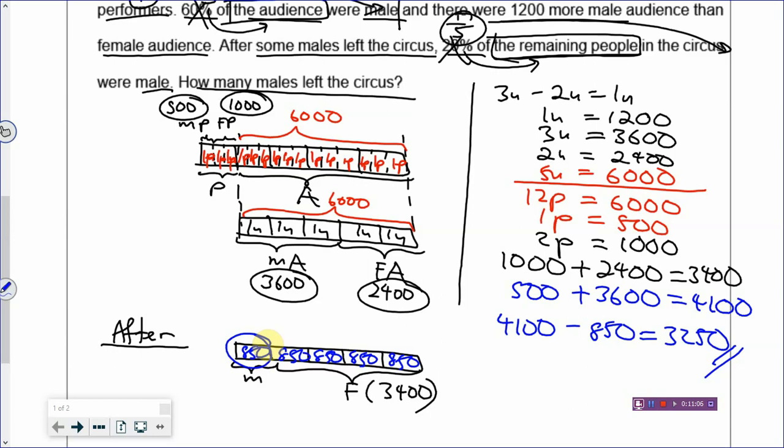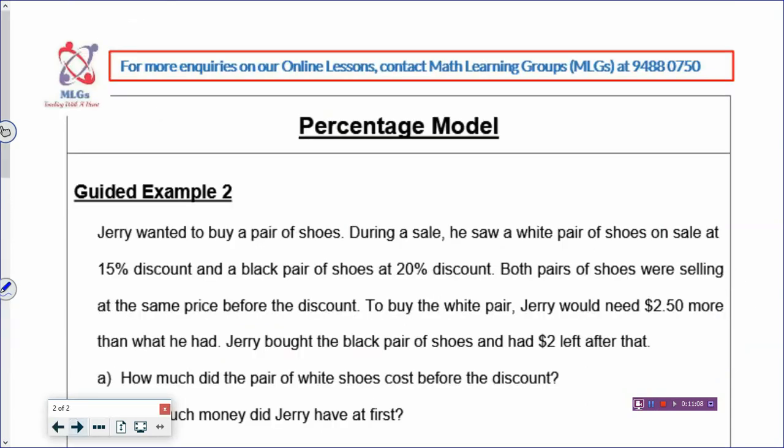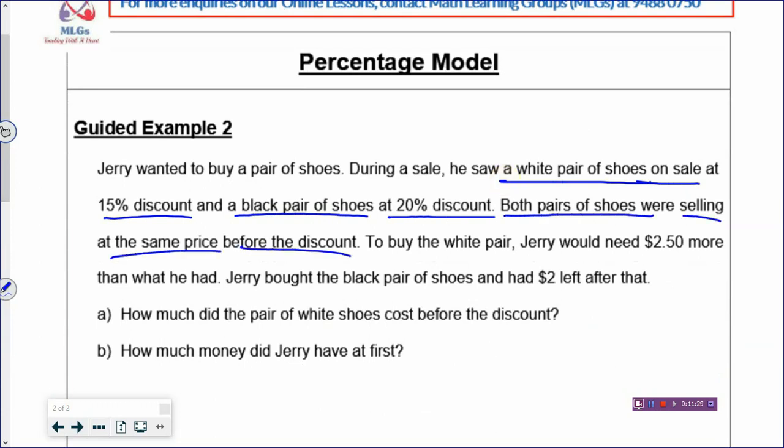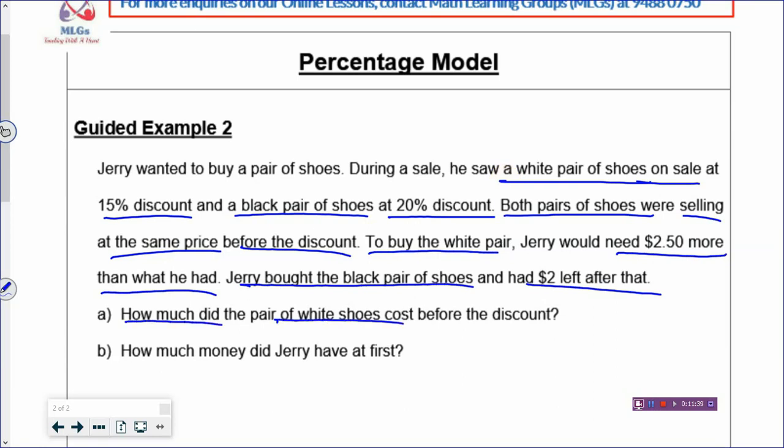Okay, now let's go to example 2, which is a 5-mark question, and it's very wordy. All right, so let's read and highlight. Jerry wanted to buy a pair of shoes. During a sale, he saw a white pair of shoes on sale at 50% discount, and a black pair of shoes at 20% discount. Both pairs of shoes were selling at the same price before the discount. To buy the white pair, Jerry will need $2.50 more than what he had. Jerry bought the black pair of shoes and had $2 left after that. How much did the white shoes cost before the discount, and how much money did Jerry have at first?